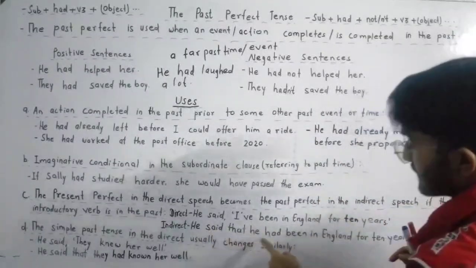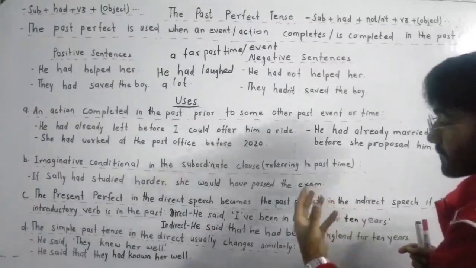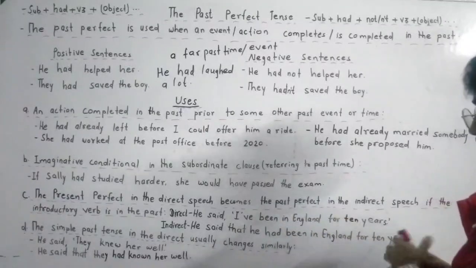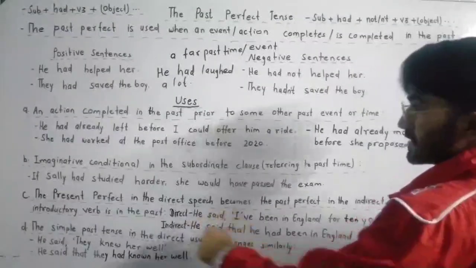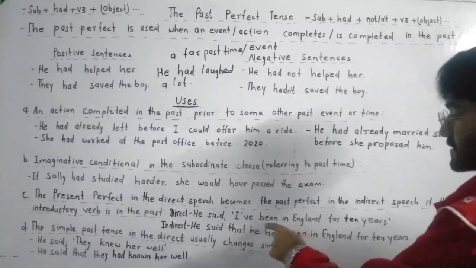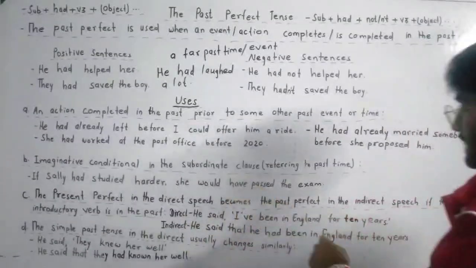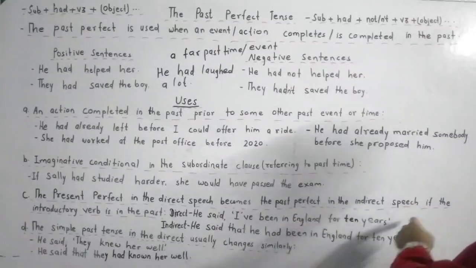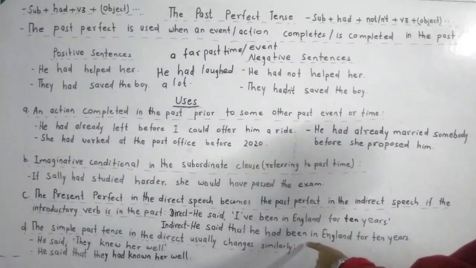See, that he had been in England. Had been, it means a past perfect sentence. Have been, it means a present perfect sentence. And this one is indirect and this one is direct. The present perfect in the direct speech, this one is a present perfect sentence in the direct, and it becomes the past perfect in the indirect speech. This one is indirect, and becomes the past perfect tense.